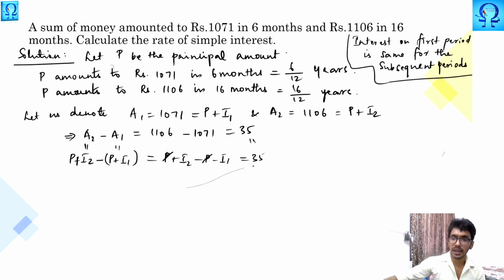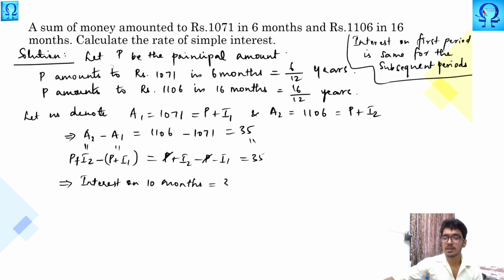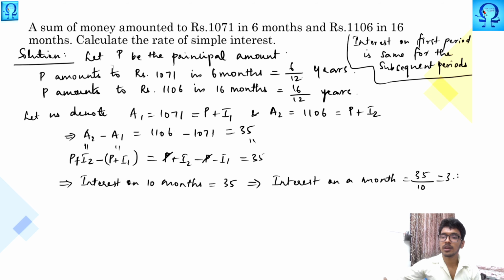Right, using that idea, it is given that I1 is the interest on 6 months and this I2 is the interest on 16 months. Together that gives you interest on 10 months, because this is the difference, right? Interest on 10 months is 35 rupees, which again gives you interest on a particular month as 35 upon 10, which is 3.5. So you get interest for a single month is 3.5.